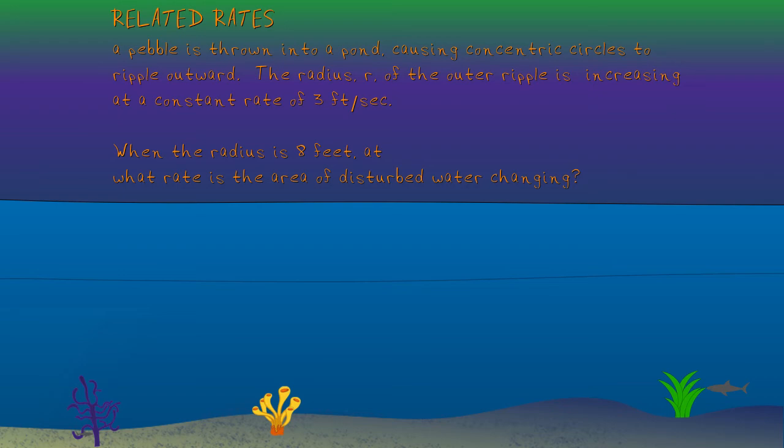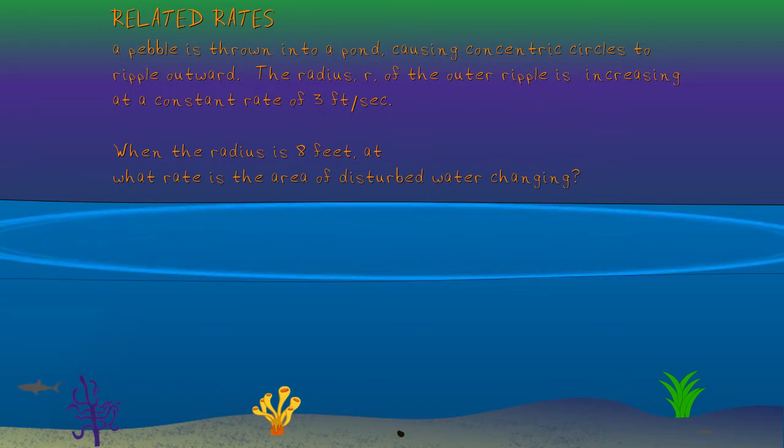Okay, so here's a related rates problem. A pebble is thrown into a pond, causing concentric circles to ripple outward. And that's what that looks like. So we have these circles radiating outward. The radius of the outer ripple is increasing at 3 feet per second. And we want to know when the radius is 8 feet, at what rate is the area of the disturbed water changing?